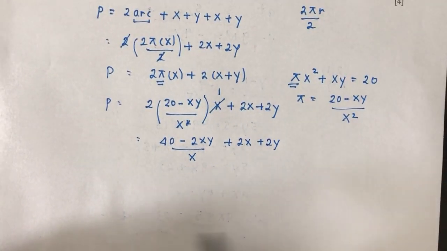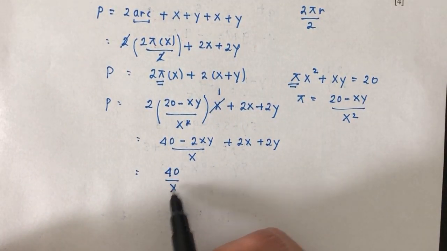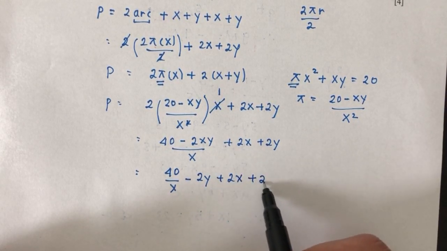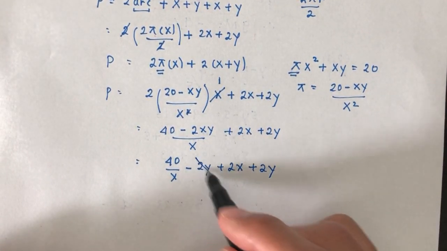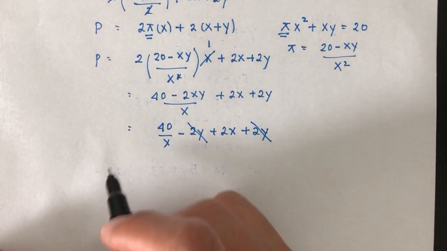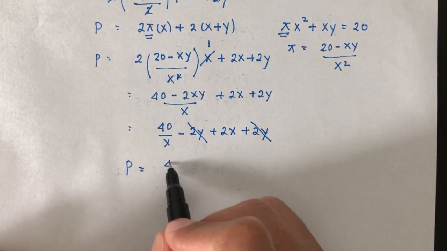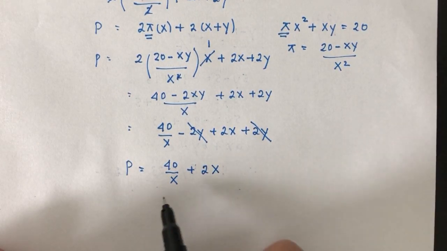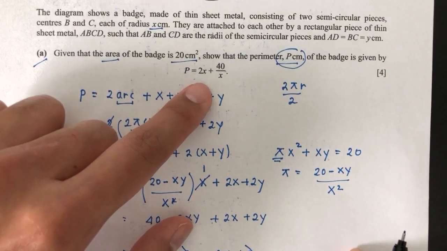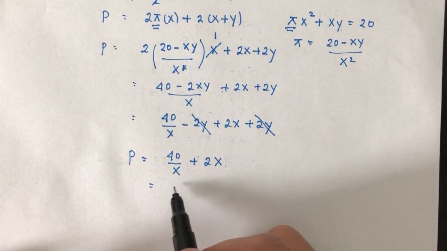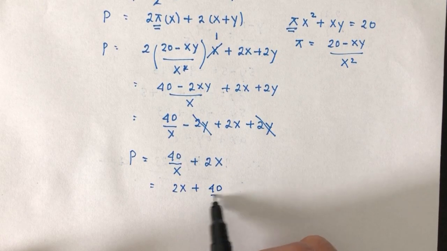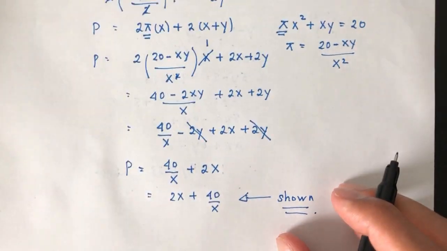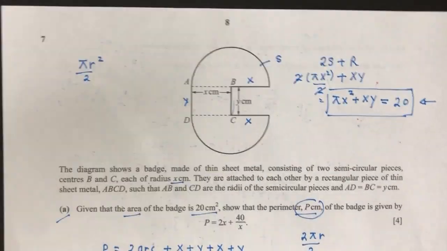Now we simplify 40 divided by x, that will be minus 2y plus 2x plus 2y. So minus 2y goes away. So p is equal to 40 over x plus 2x. So you can write this the same as the above, which is 2x plus 40 over x. This is shown as required. That will be part A of question 7.